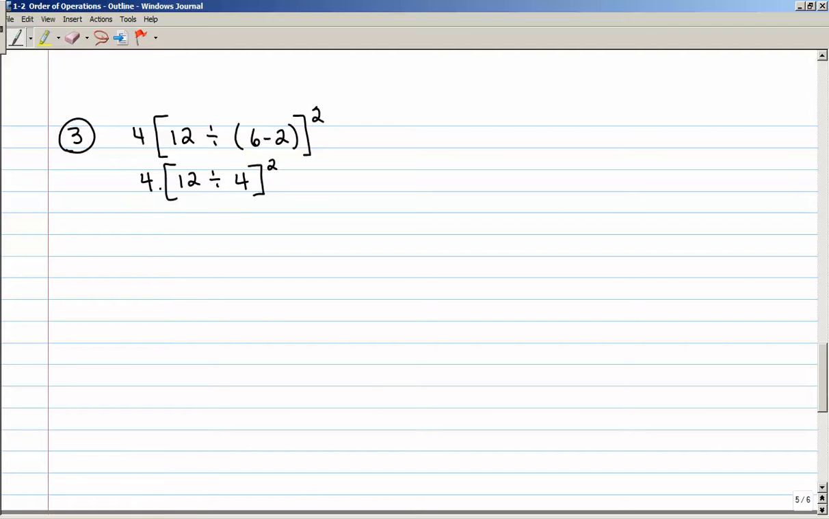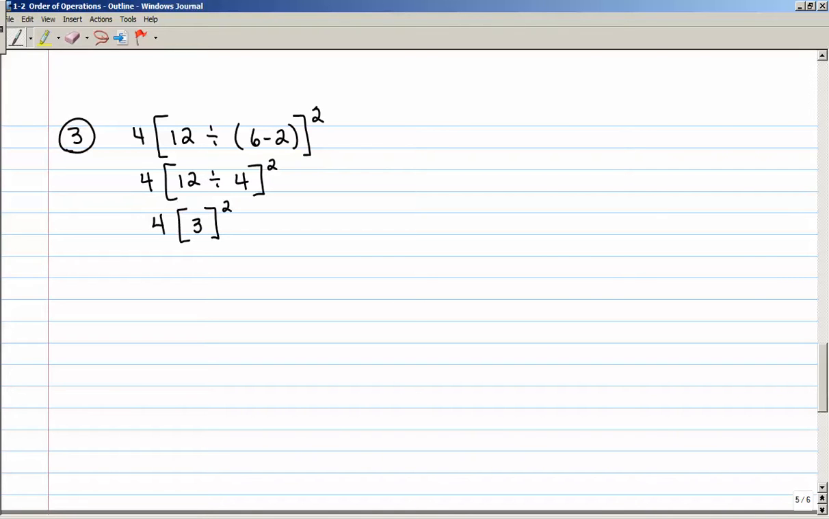Okay, so now I have 4 times the quantity 12 divided by 4 squared. So let's continue to work on our grouping symbols. I have 12 divided by 4. So 4 times 3 squared. And if you really don't like those square brackets at this point, you could use parentheses if you want.